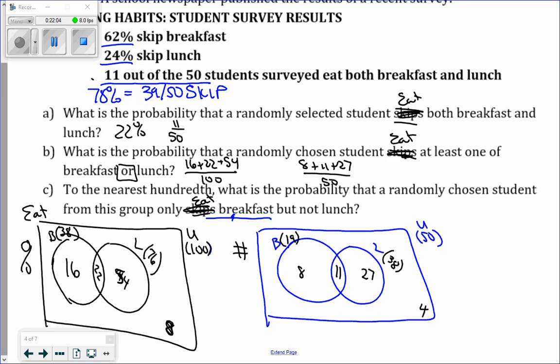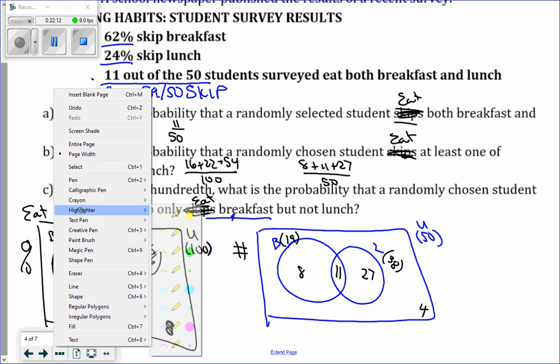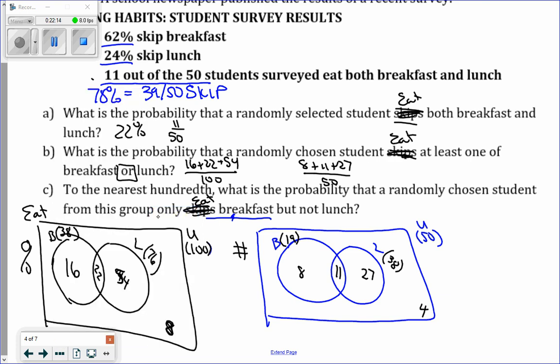To the nearest hundredth, what's the probability that a randomly chosen student from this group only eats breakfast but not lunch? And this is where the Venn diagram is hugely helpful. Eats only breakfast and not lunch. That's that number right there. Right? So you can't be in the lunch circle, you can only be there. So that would be either 16 out of 100 or you could do 8 out of 50. Okay.